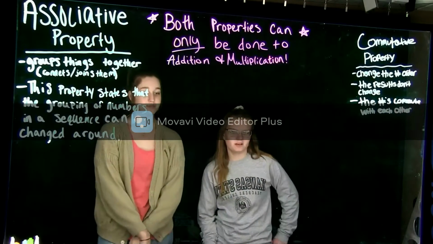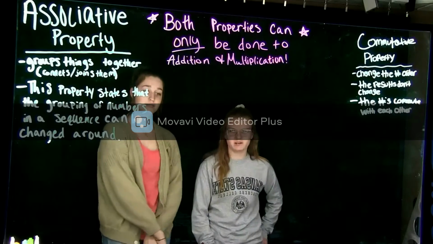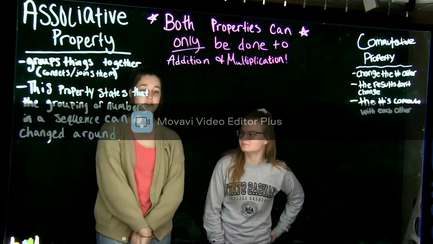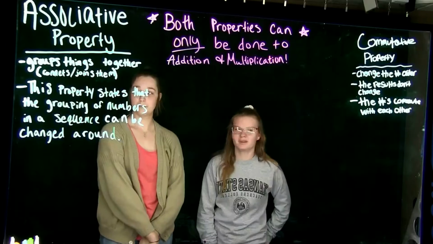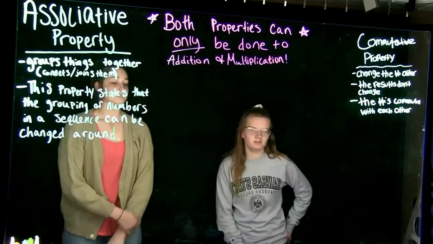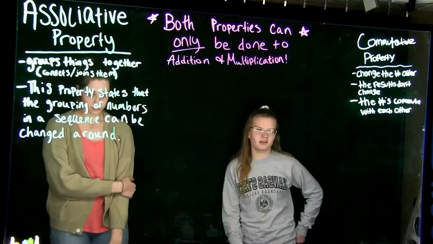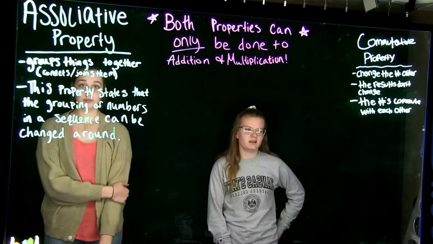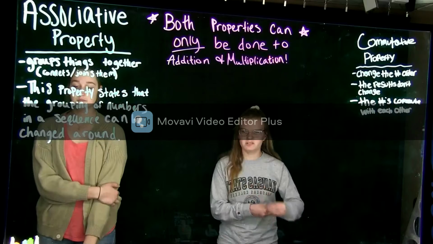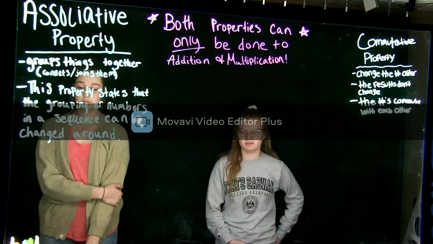Today I will be covering the commutative property of multiplication and the associative property of multiplication. So the commutative property, you can change the order of the numbers, but your answer will always stay the same. And the numbers can commute with each other, switch up, but they'll always be the same.